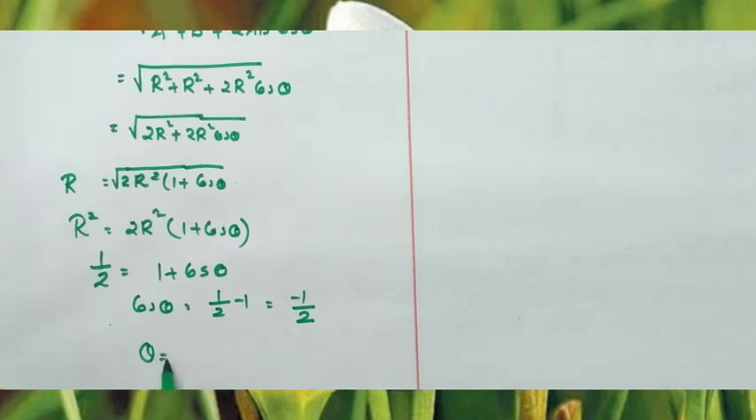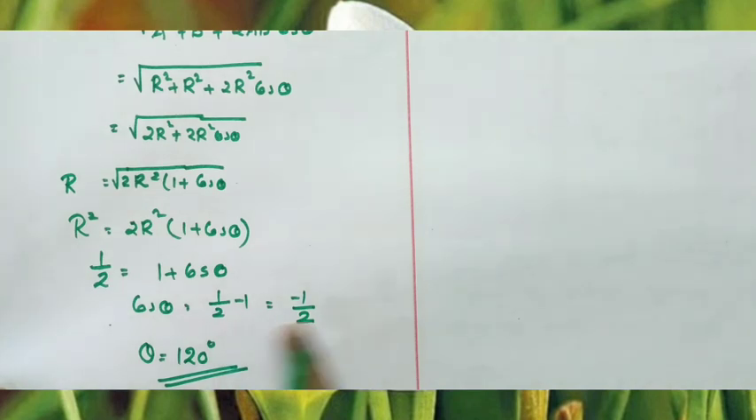So, what is theta? Theta is equal to 120 degree. Cos 120 degree is equal to minus 1 by 2. Clear? So cos 120 is minus 1 by 2. So what is the value of theta? Theta is equal to 120 degree. Clear?